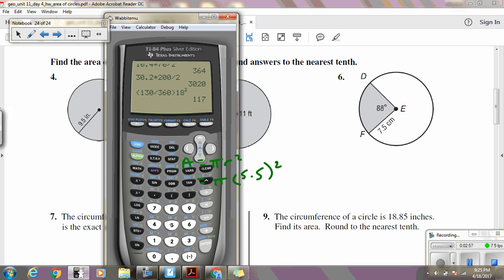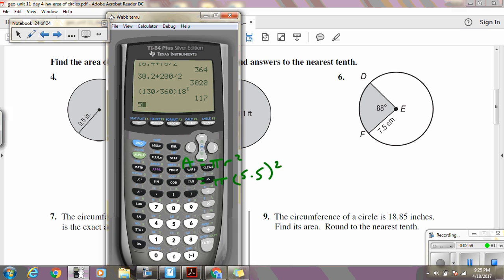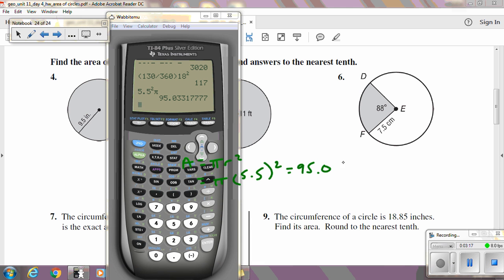So 5.5 squared times pi is about 95.0. So 95.0 feet squared. The 0.0 is necessary because if I just put 95, that is false and it's very inaccurate, whereas the 0.0 signifies that the rounding was involved.